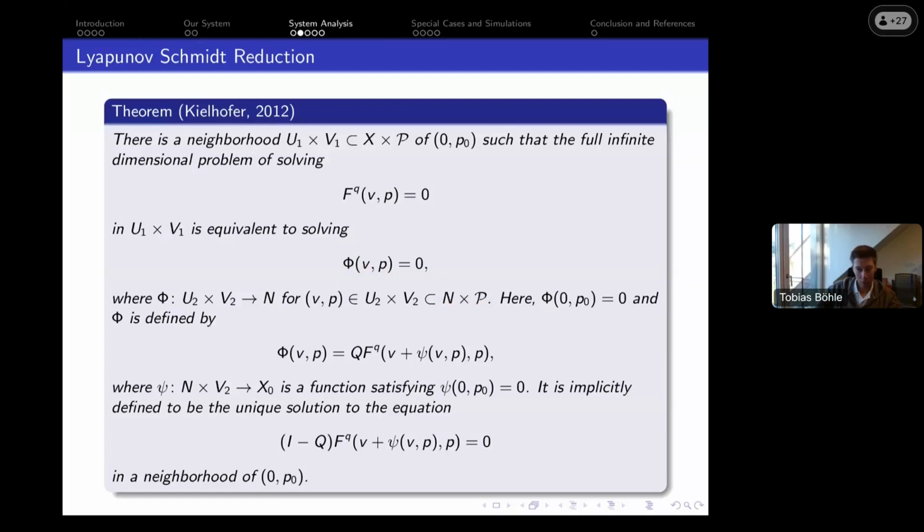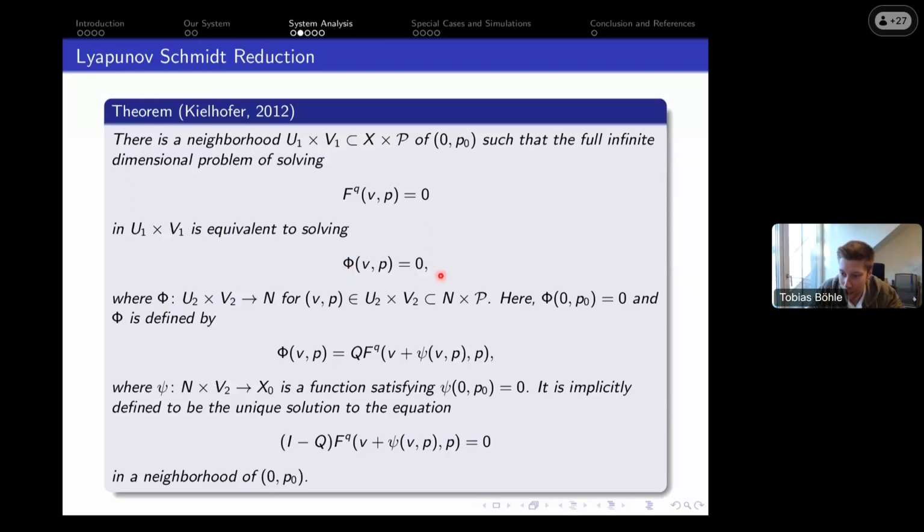And they are both finite dimensional. N is 2-dimensional, and P, in this case, is 3-dimensional. And then phi also maps into the null space. So now, phi maps from a finite dimensional space into finite dimensional spaces. So this problem is a lot easier to study.